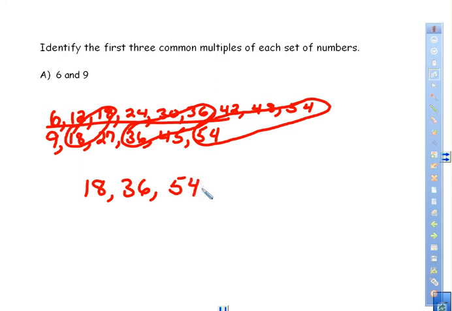Okay? Now, if you want to look at this in a little different way, if you realize that the least common multiple is 18, you would find the multiples of that least common multiple: if you add 18 onto 18, or 18 times 2, that gives me 36, and 18 times 3 does give me 54. So that's another shortcut of finding the first 3 common multiples of that particular number as well.